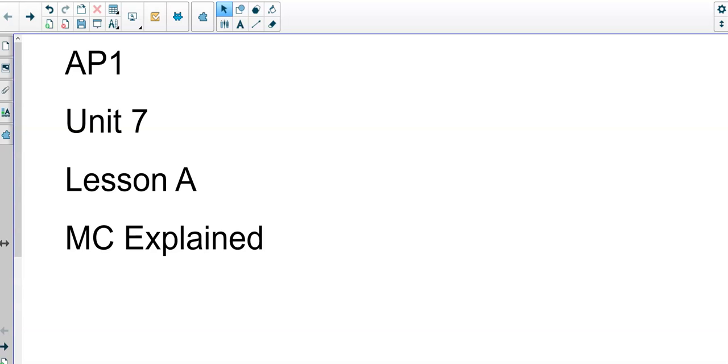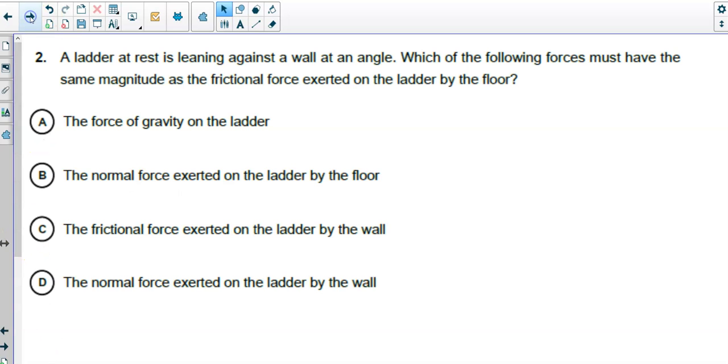Alright, AP Physics 1, Unit 7, Lesson A, explaining the multiple choice here. So we'll start with number 2, ladders at rest, leaning against a wall at an angle. Which of the following forces must have the same magnitude as the frictional force exerted on the ladder by the floor? So let's put in a building here, or a wall.